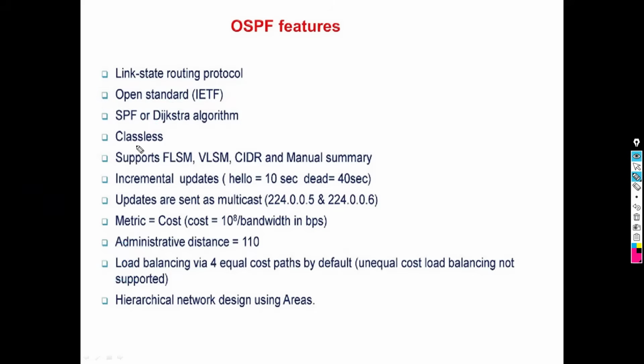It's a classless routing protocol. OSPF is a classless routing protocol. EIGRP is also a classless routing protocol. RIP version 2 is also a classless routing protocol. What does classless mean? It supports FLSM, VLSM, and CIDR, and it supports manual summarization only.